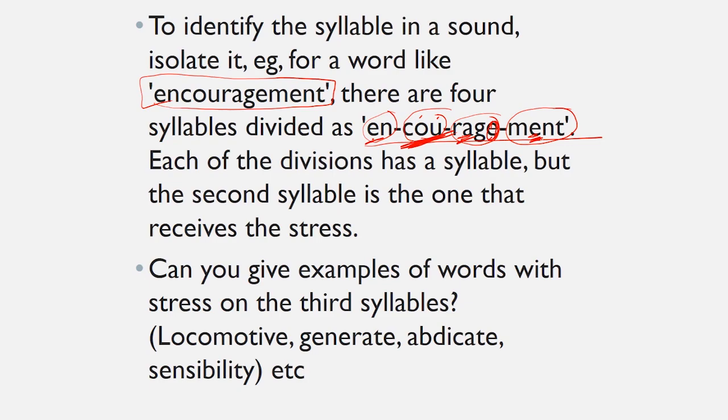So we say each of the divisions has a syllable, but the second syllable, ko, is the one that receives the word stress. If you are talking about stress now, this is where the stress is found here. When it is written for you in the exam, they will write something like this. The one that is written in uppercase is the one that receives the word stress. But we've talked about stress already. Since it's mentioned, let me just bring it out here. Our concern is syllables.